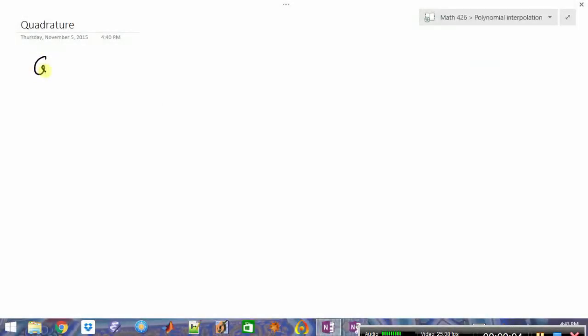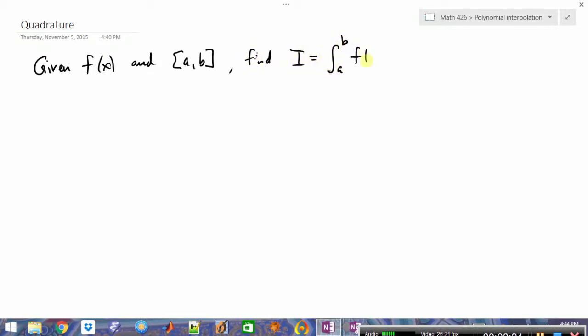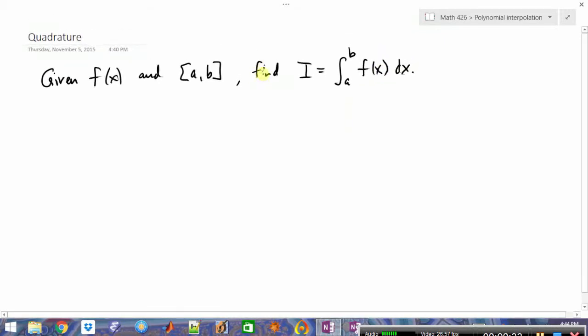So now we're going to consider the other half of calculus, now that we've done finite differences. So given a function and an interval, find its definite integral over that interval. As you know, many integrals can't be done in a closed formula.